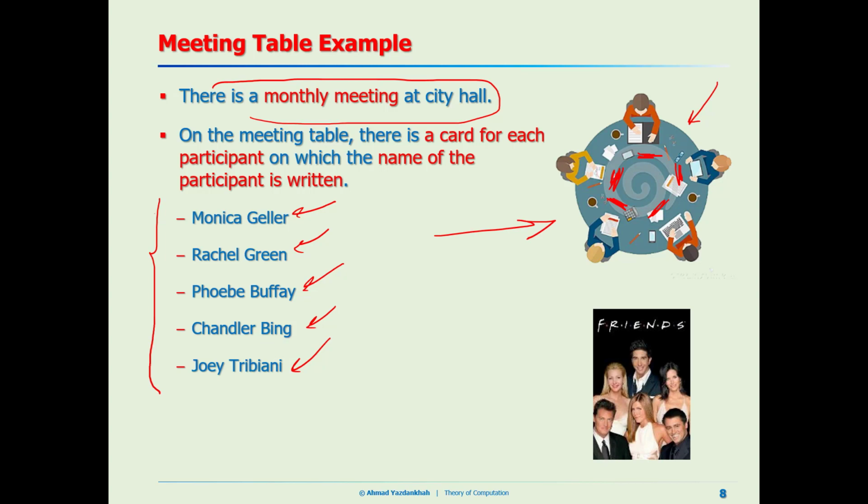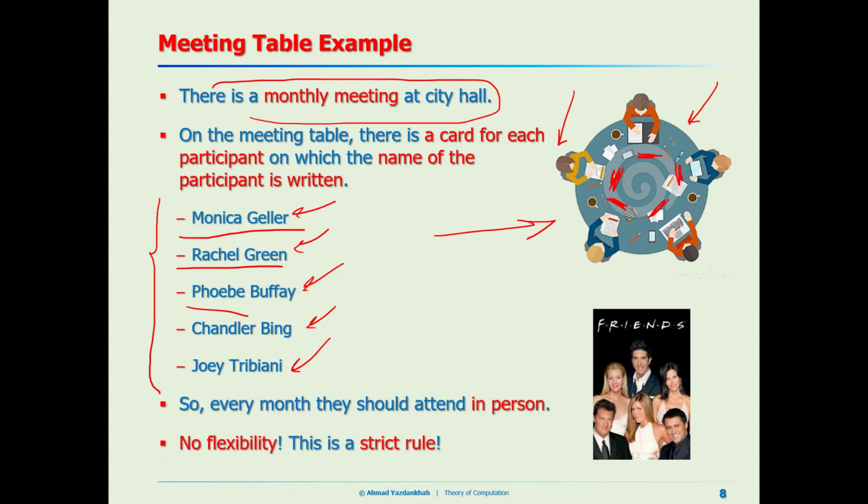there is no flexibility, right? So every month, all of these persons should attend this meeting. Yeah, Monica Geller, so it should go here, and the rest of them. So there is no flexibility. All right. Now let's make it a little bit more flexible, right?